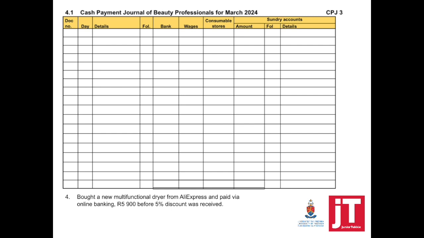We start off with the source document, which is the bank statement. On day 4, who did we pay? AliExpress. How much did we pay? 5,605. For what reason? This multifunction dryer would form part of our equipment.